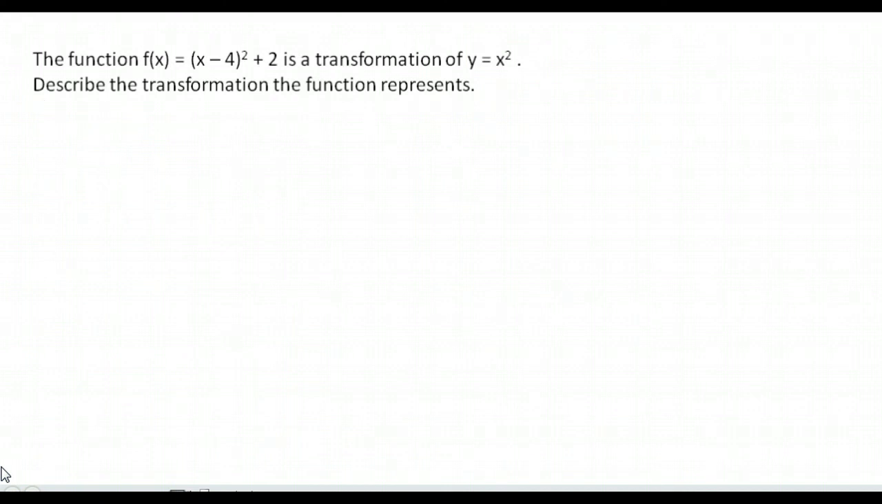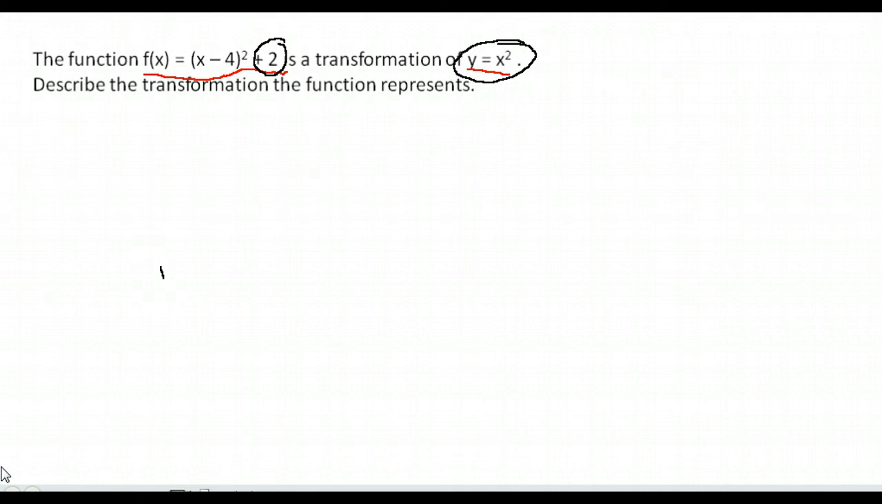Okay, it gives us a function, f of x equals (x minus 4) quantity squared plus 2, which is a transformation of the basic function y equals x squared, the same one we were just working with. Describe the transformation that the function represents. So what they want us to do is look at each change that's happened to the y equals x squared and describe what that would do to our graph. Okay, so first thing I notice is outside of my parentheses, I have a positive 2.